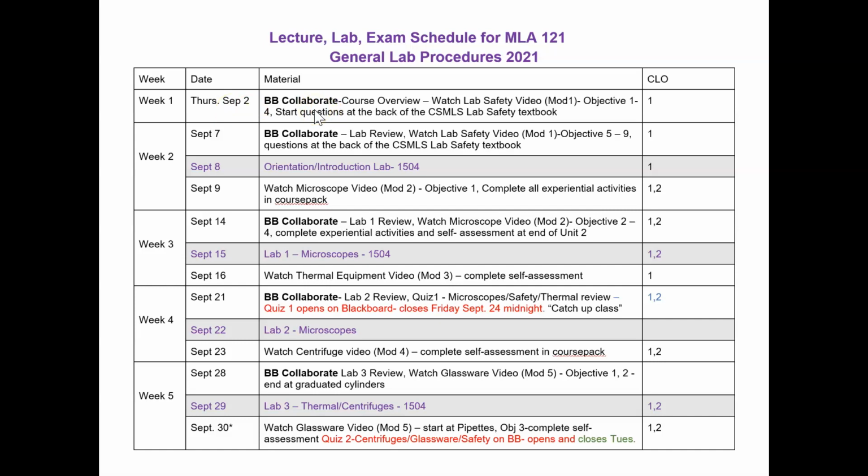We are going to have a Blackboard Collaborate session, so we're going to do a course overview, and then I will want you to start watching the lab safety video, which is corresponding module 1 in your course pack, and I want you to cover objectives 1 to 4. So you'll notice in the video, the lectures, that of course we introduce all the topics by objective. So that's how you're going to know that you have covered the material. And I also just put another note in here, start questions at the back of the CSMLS lab safety textbook.